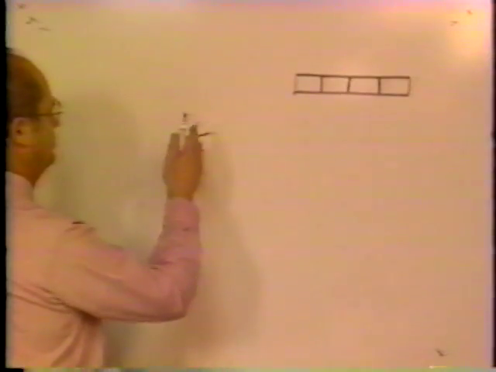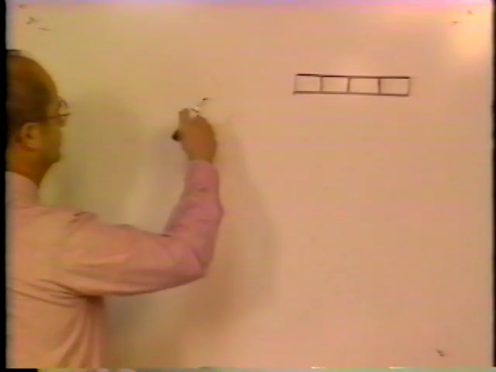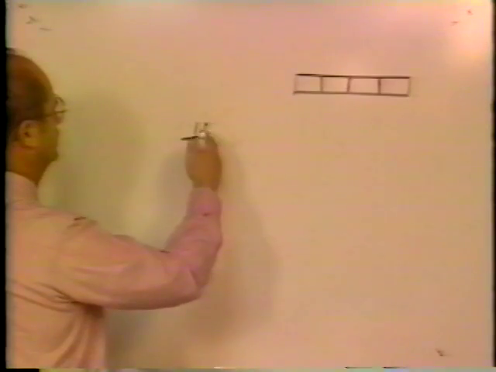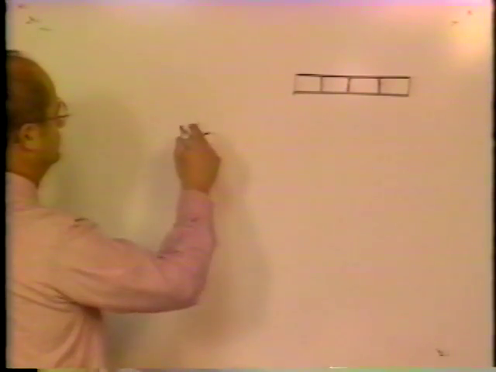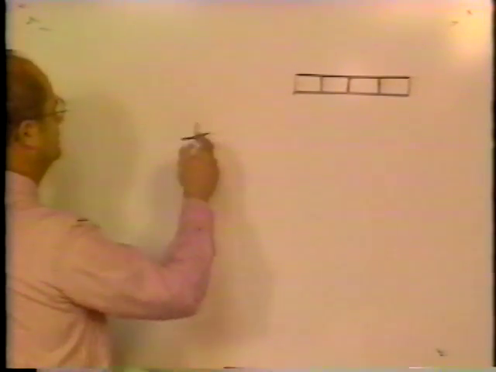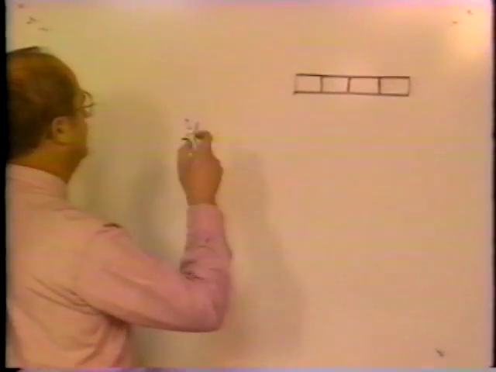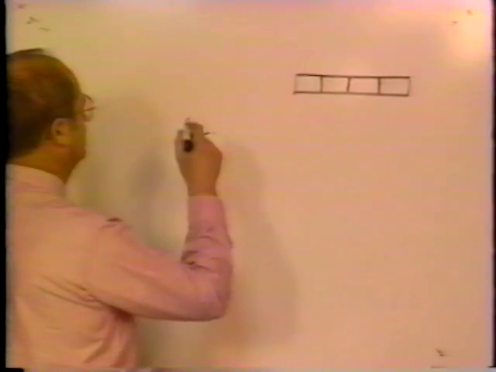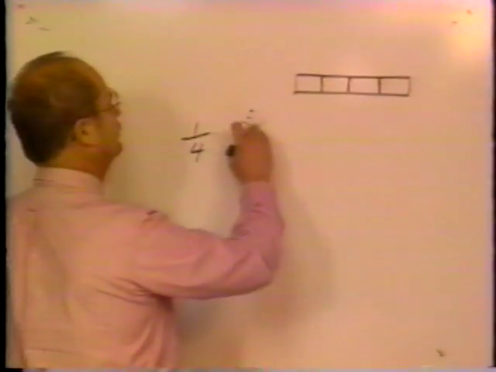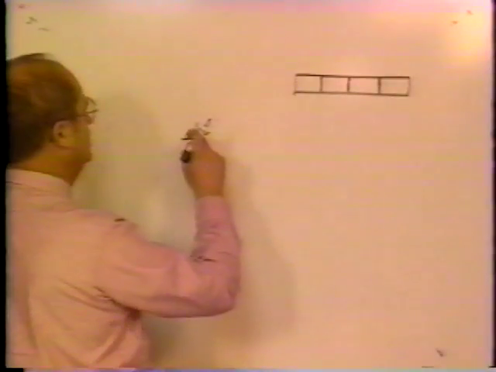Now this is a proper fraction. It's reduced down to the lowest. My numerator is smaller than my denominator. This is a proper fraction. Now, like I say, this fraction tells what part of the whole.